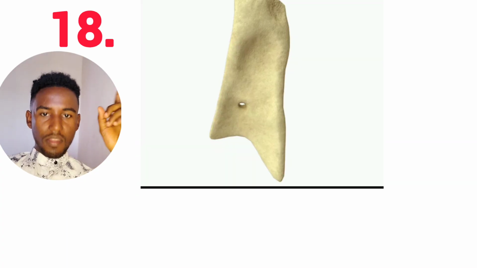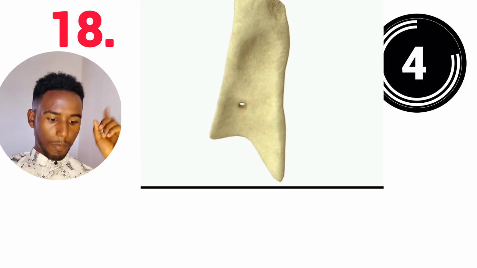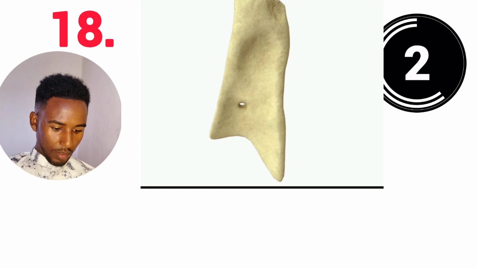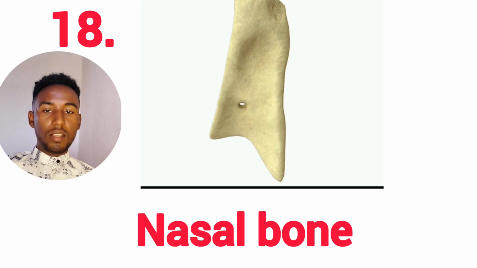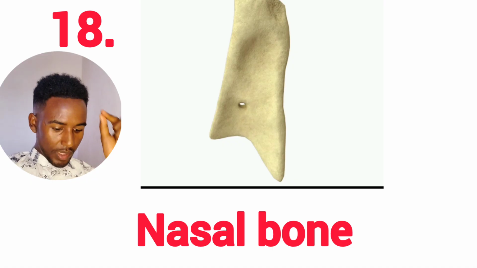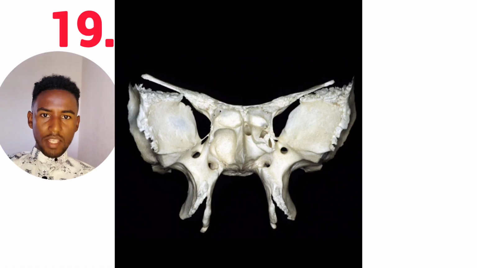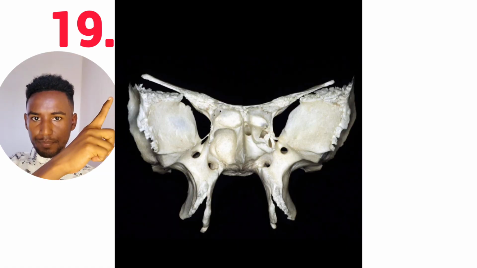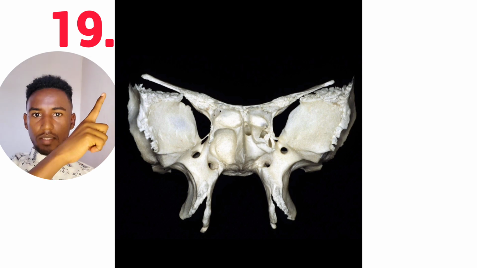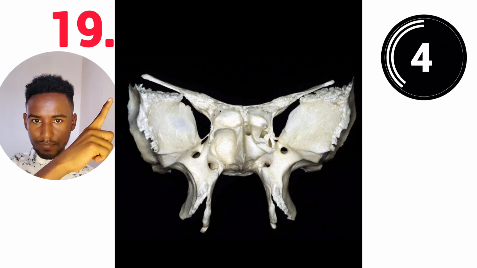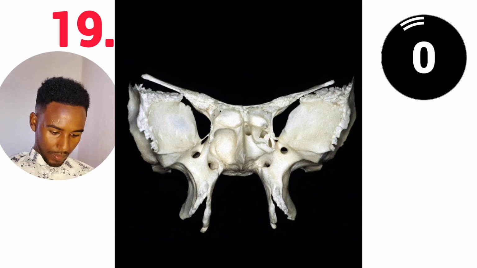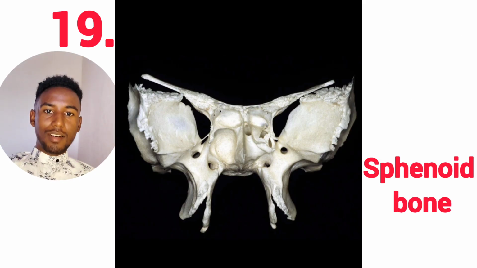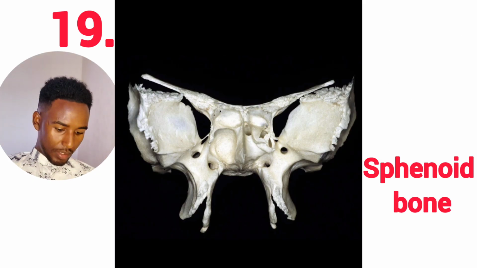What is this bone called? It is the nasal bone. Forms the bridge of the nose. What is this bone called? Can you guess its name? It is called sphenoid bone. Sphenoid bone is a complex bone at the base of the skull.